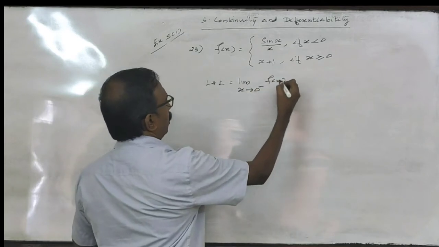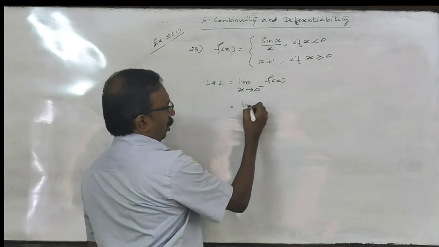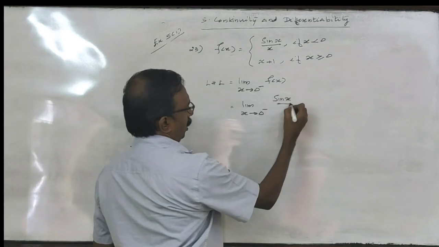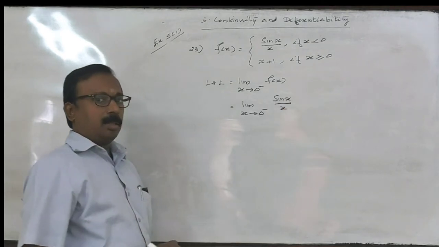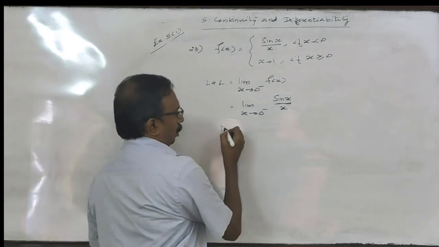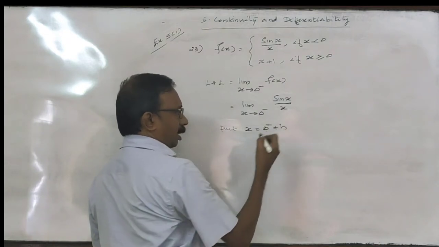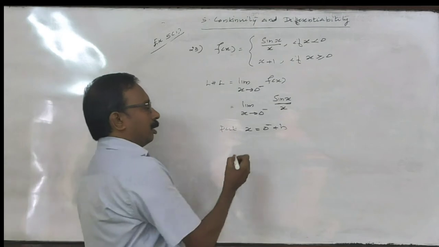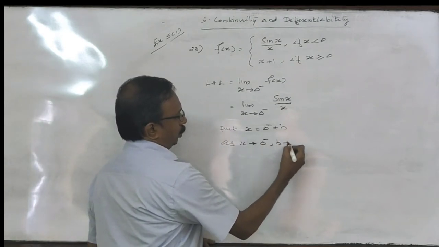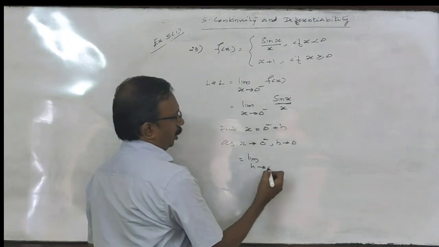Limit of x tends to 0 minus f of x is sin x by x. So for the limit as x tends to 0 minus, I will apply a substitution. First, x is equal to 0 minus x. Then on the substitution, the function is the same. As x tends to 0 minus, x tends to 0. So here it becomes the limit x tends to 0.